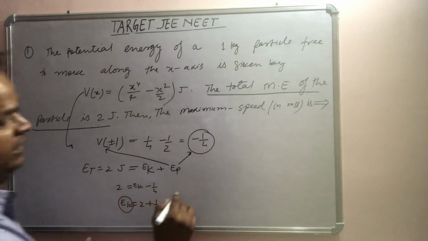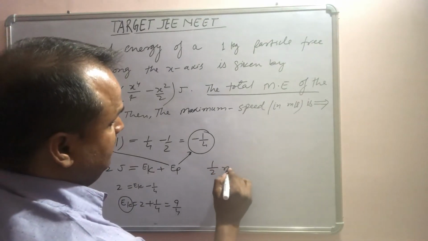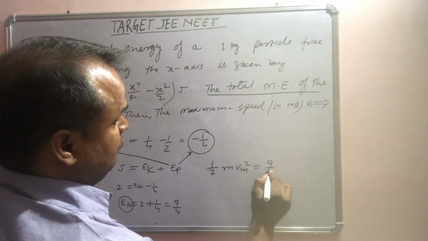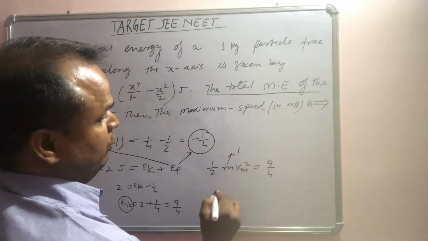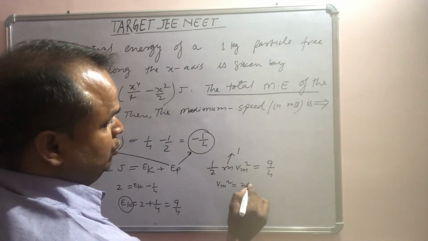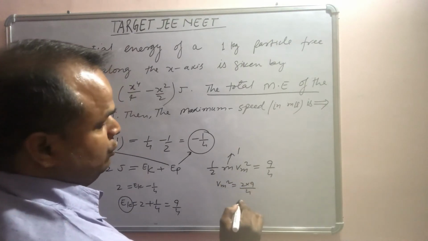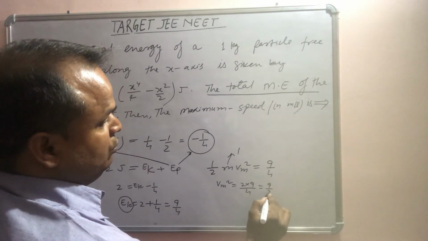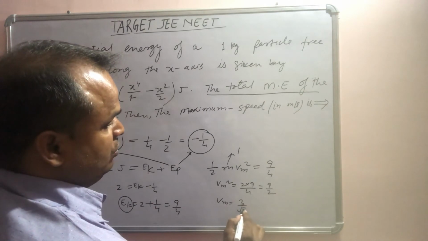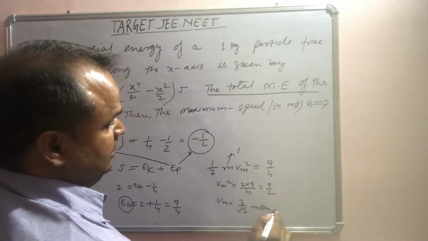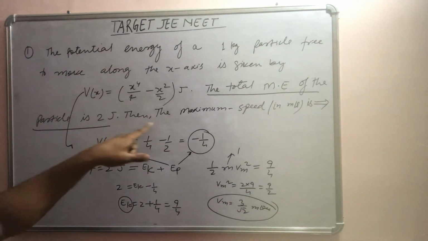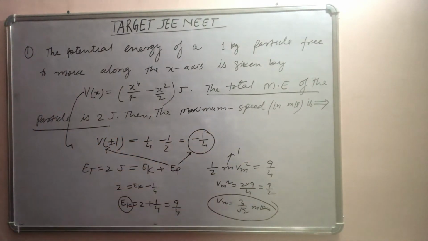And Ek can be written as half m V max square, which is equal to 9/4. We know that m is equal to 1 kg. So V max square is equal to 2 into 9/4, which is 9/2. So V max is equal to 3 by root 2 meter per second. We cannot take the negative value. So as per the question, the maximum speed should be this.